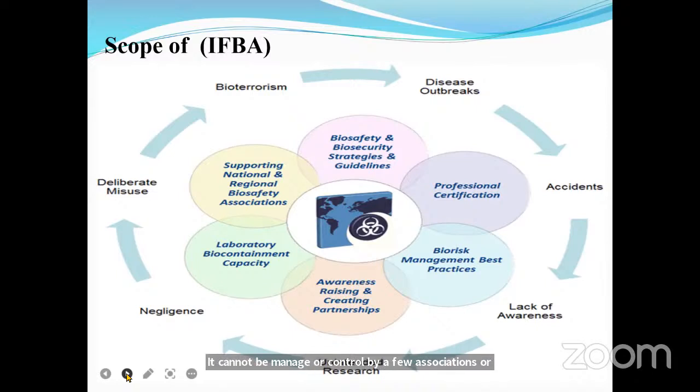Addressing this issue requires a global commitment and good interaction with multiple stakeholders at the international, regional, and local level. And the most important, with like-minded professional associations that provide professional development opportunities for biorisk management models.